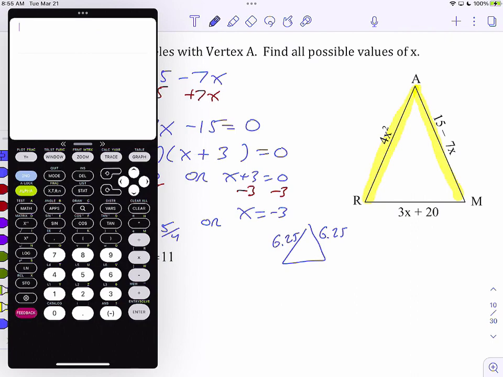Let me try this again. 3 times 1.25 plus 20 is 23.75. I didn't really mean to make this problem where this one ends up being impossible, but this is actually numbers that wouldn't make sense. Let's try the -3, so you can see that one. This gives me 36 on this side, 15. Sometimes people think the -1 is always wrong.